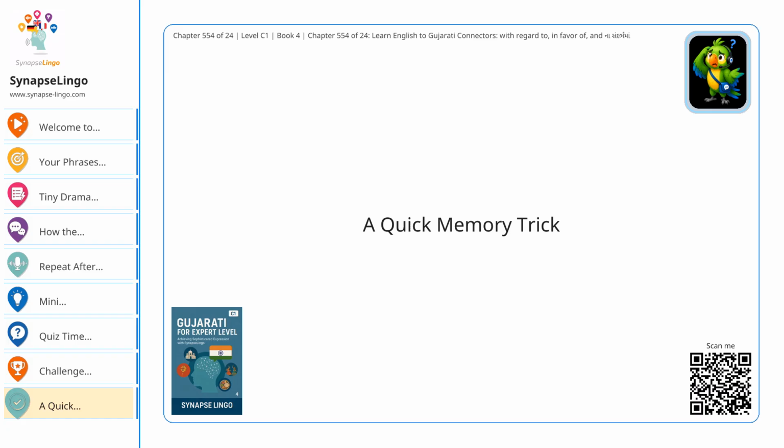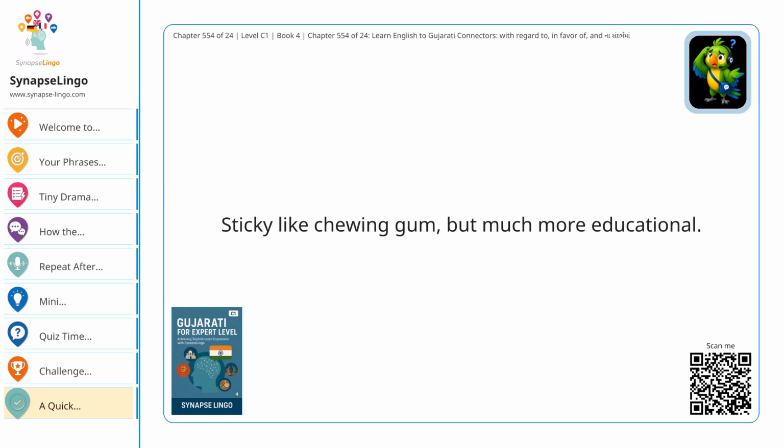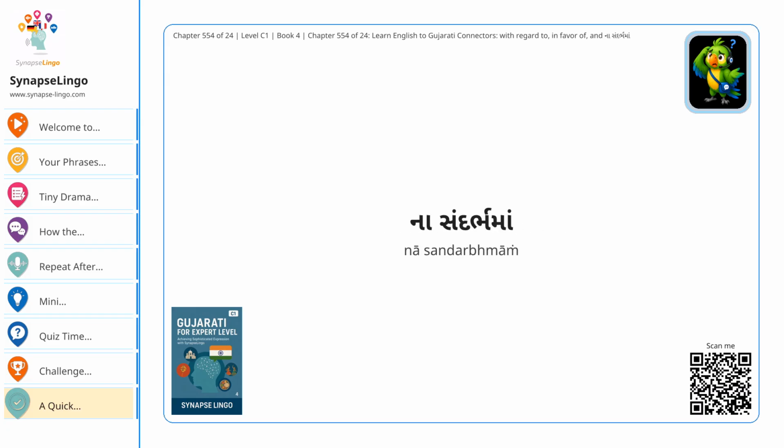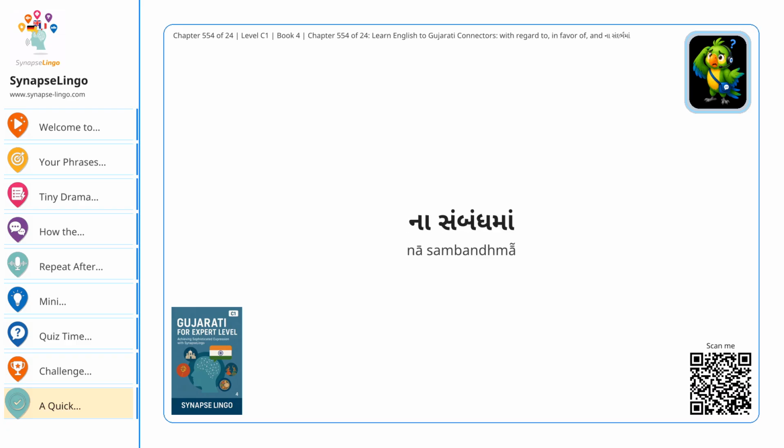A quick memory trick. Before we finish, here are quick hooks to make the phrases stick, sticky like chewing gum, but much more educational. સંદર્ભ means context, so ના સંદર્ભમાં helps you sound formal and focused. સંબંધ means relation, so ના સંબંધમાં connects ideas.